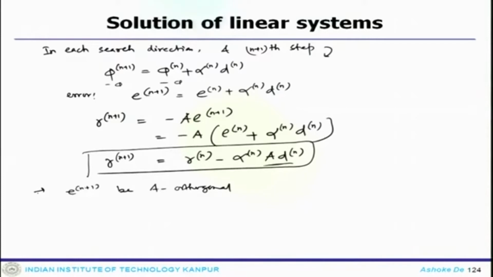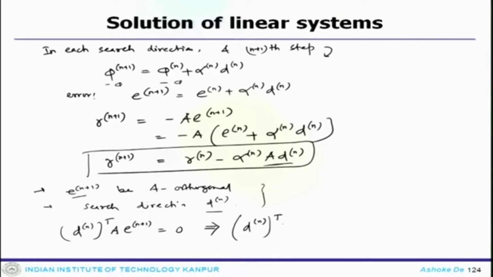Now, this new condition is also an equivalent condition to find the minimum point along the search direction of dn. So, using this A-orthogonality condition between E and dn, one can express this condition as dn transpose A E n plus 1 equals 0, which will be dn transpose A times E n plus alpha n dn.